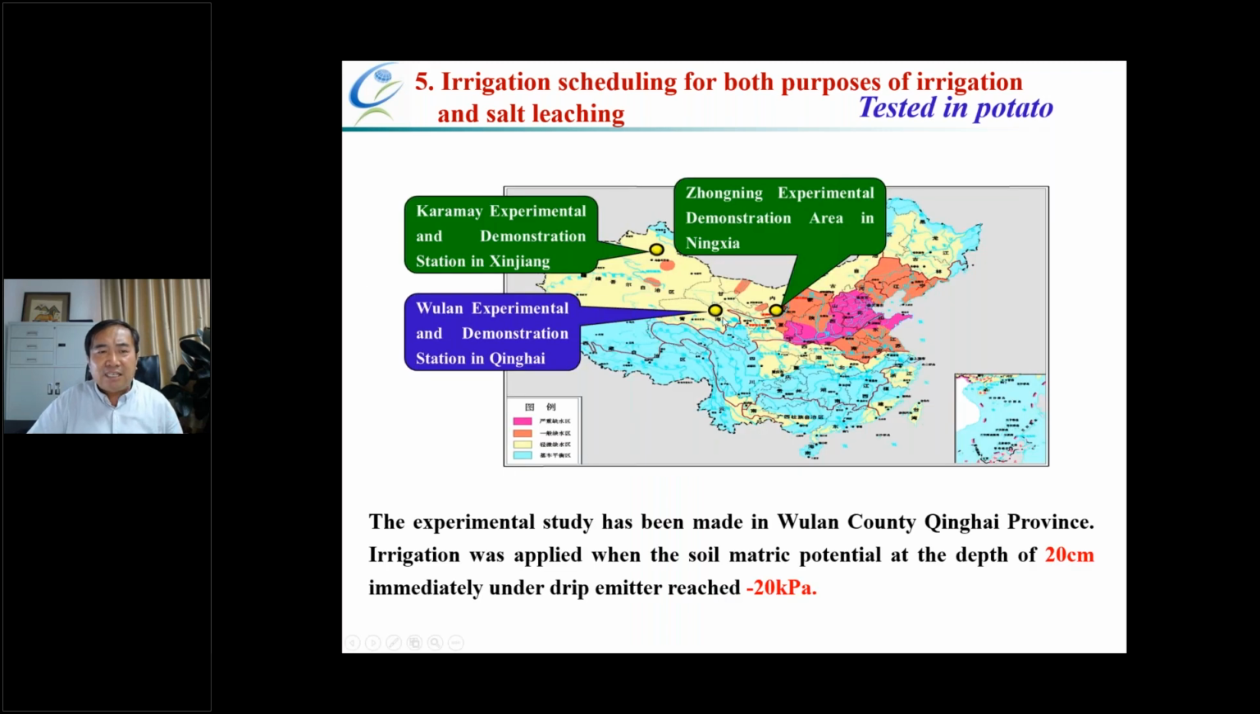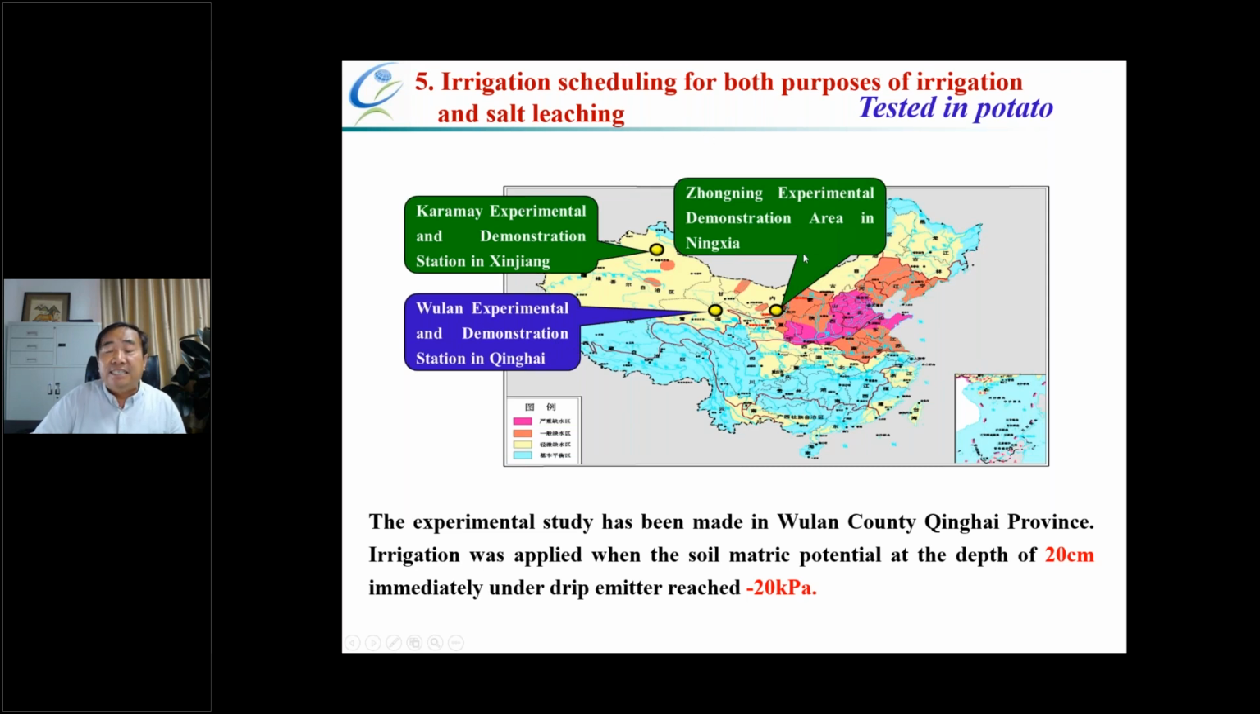So for the experiment results, we tested in a potato field. The experiment study has been made in Wulan County, Qinghai Province. Irrigation was applied when the soil matric potential at the depth of 20 centimeters reached the set threshold.